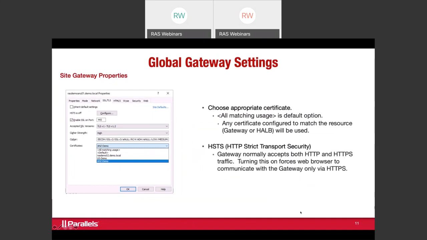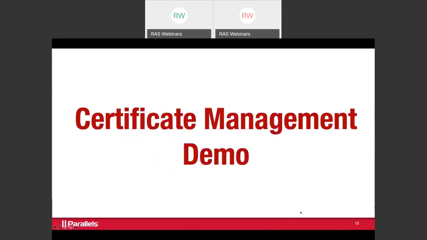The other new setting in here, the configure setting up there, is HSTS, HTTP Strict Transport Security. So a gateway normally accepts both HTTP and HTTPS traffic, right? That's dependent, of course, on whether your firewall allows that through. But if you want an extra layer of security, you can turn HSTS on, and it forces the web browser to communicate with the gateway only via HTTPS. So a nice little security setting there. Right, and then the rest of the settings here are ones that are very familiar. I can set the SSL version, the cipher strength, the port configuration, just as I always have from here. Okay, so let's go ahead and actually jump over to the product itself and we'll do a quick demo.